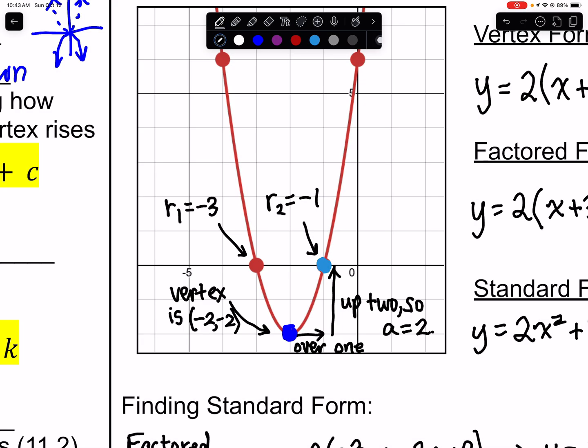I've already drawn for you. This goes over one block, and in this graph, one block is a distance of 1. So it goes over 1 and up 2. So the A value is 2.